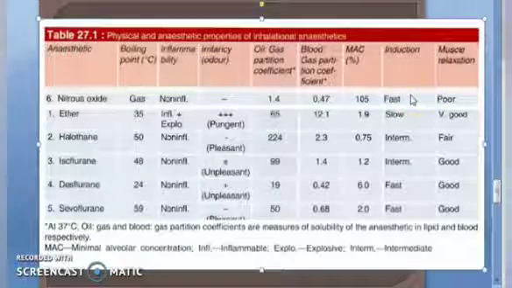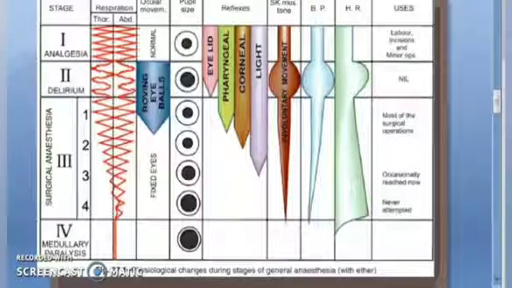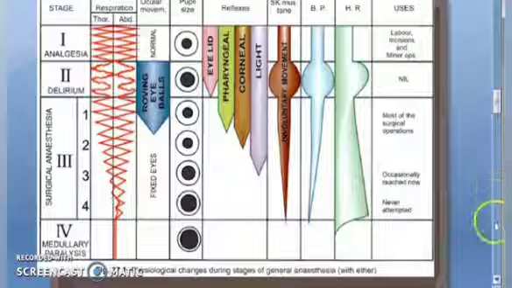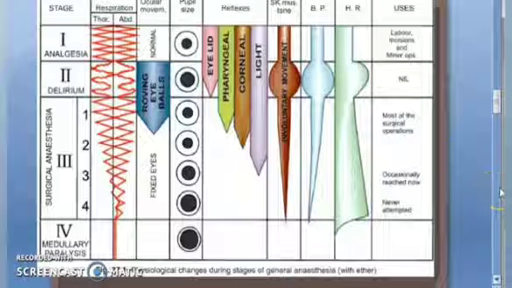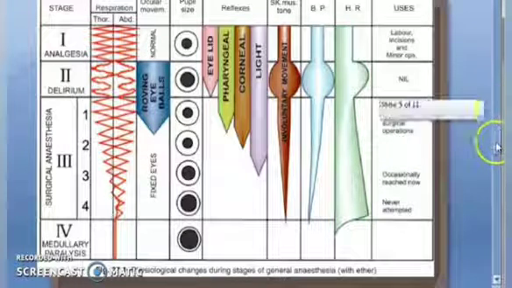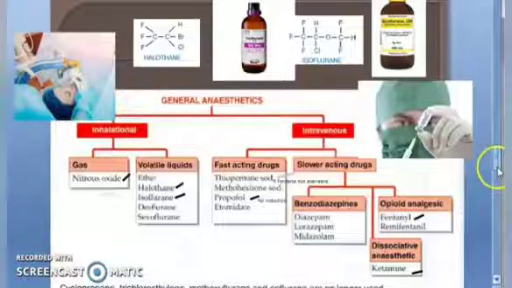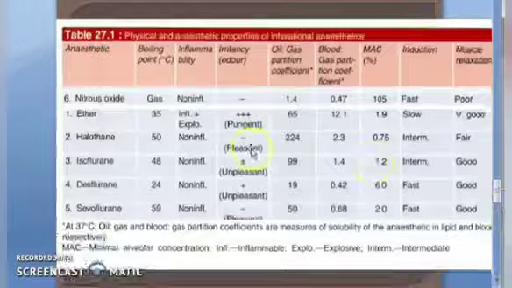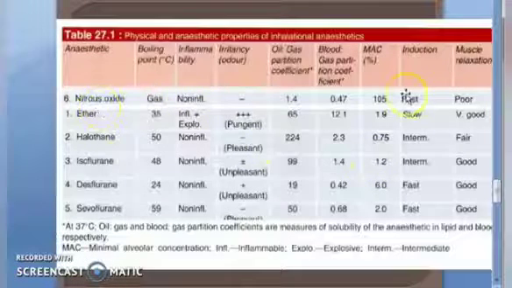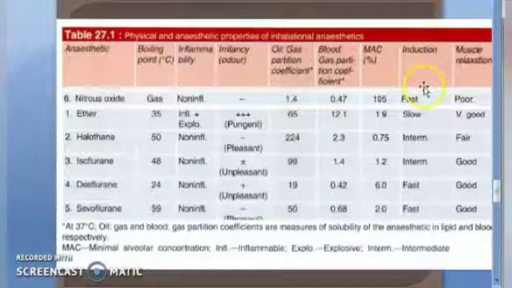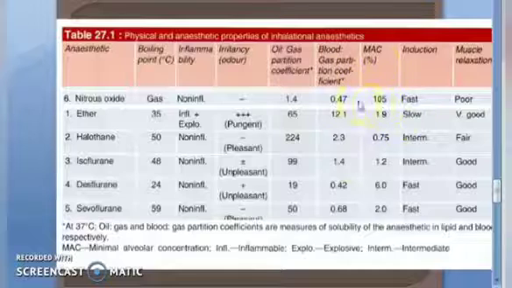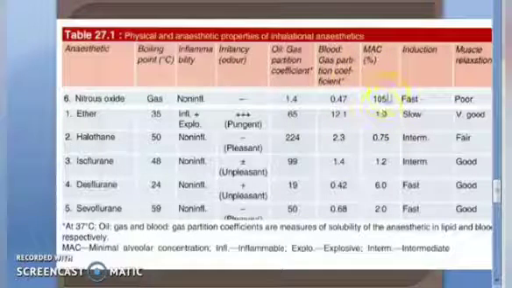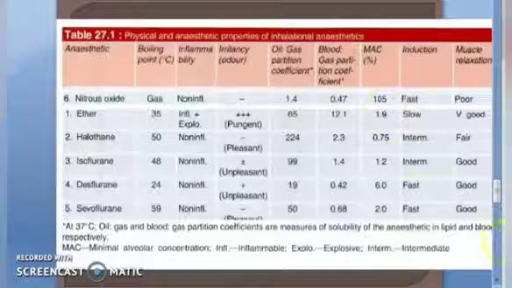Induction is fast. Induction, they are actually saying that it is nothing but stage 1. Stage 1 you should reach fast. So that's what they are telling here. Okay. So nitrous oxide induction will be fast. The minimum alveolar concentration is 105%.